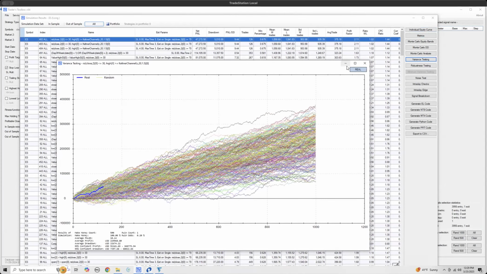I would quickly take a look at this. This is telling me the risk of ruin looks good. I would use the noise test, which puts it over different periods of data. So I would say that this looks good. Great. Maybe I could trade that one live.